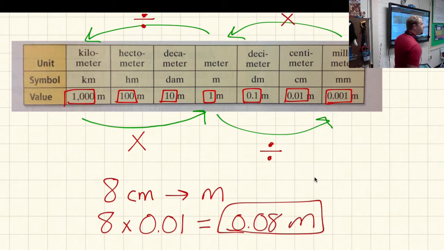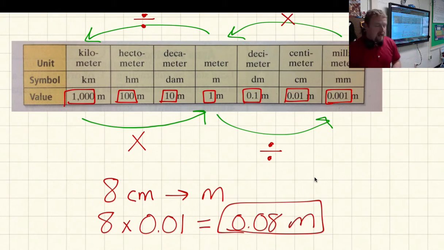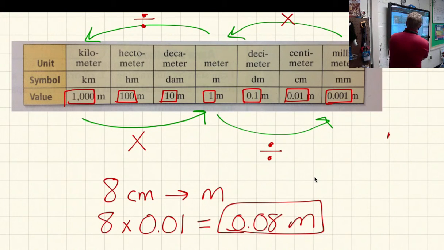Okay. Now, I'm just going to do a hypothetical. If I was going from meters to decameters, what would I do? So I know you know it. You've got this down. Mr. Yoder, I would divide by what number? Okay, I'm going from meters to decameters, so I'm going to divide. Now I'm going to divide by 10.